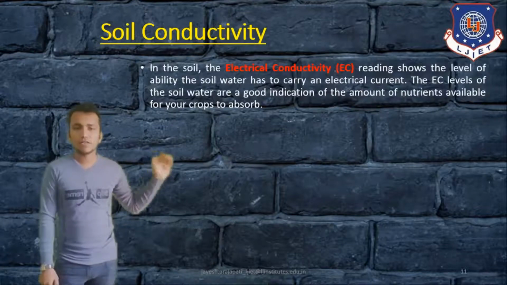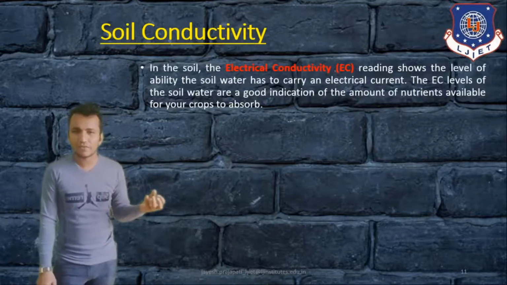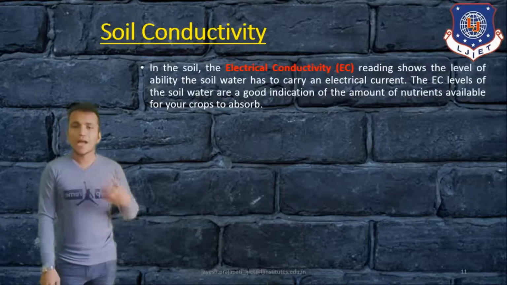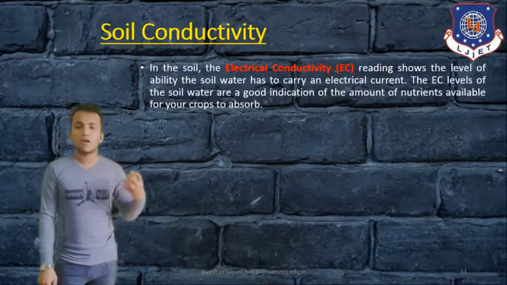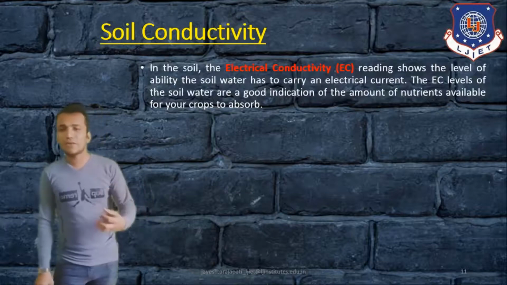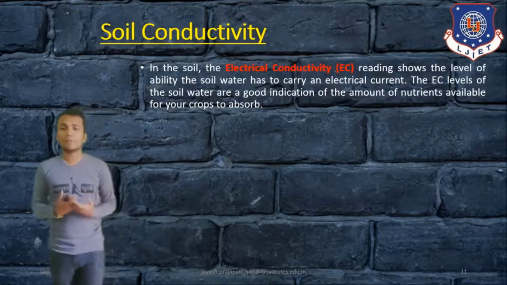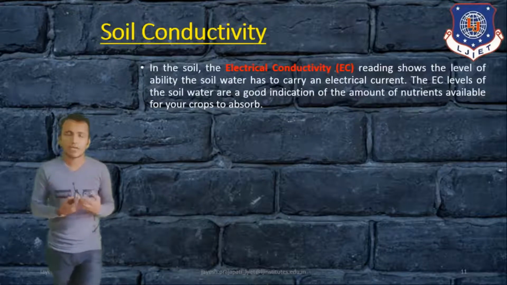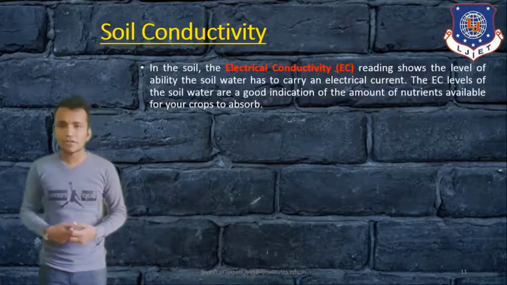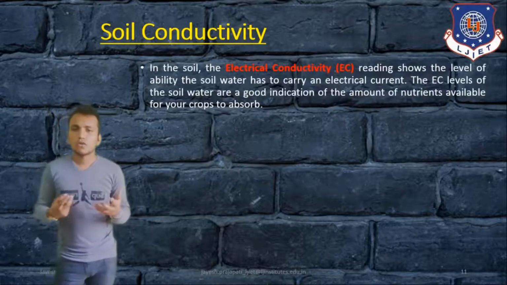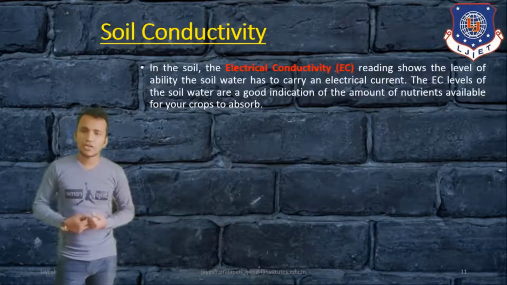So the EC level, the electrical conductivity level of the soil water, is a good indication of the amount of nutrient available for your crop to absorb. So it is a good ability for our soil if it has an electrical conductivity level, so that it can supply nutrients for the crop to absorb.